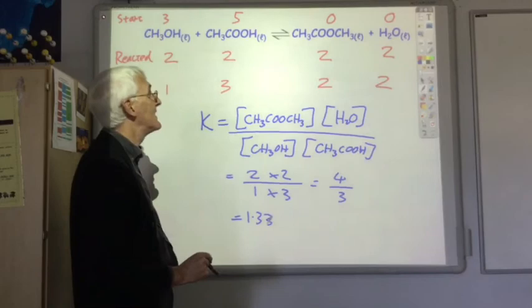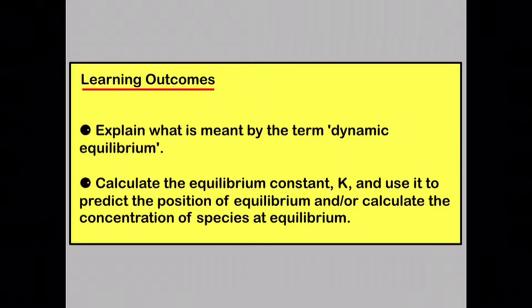So by now you should be able to explain what is meant by the term dynamic equilibrium, and you should be able to calculate the equilibrium constant K and use it to predict the position of equilibrium and/or calculate the concentration of species at equilibrium.